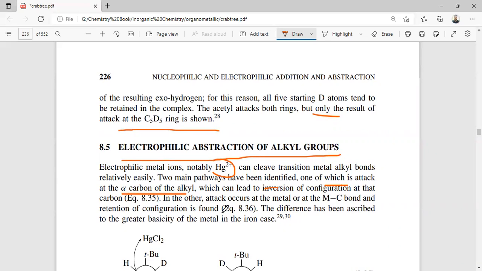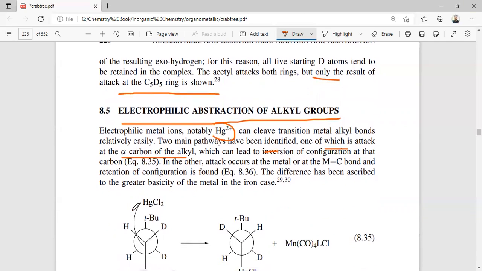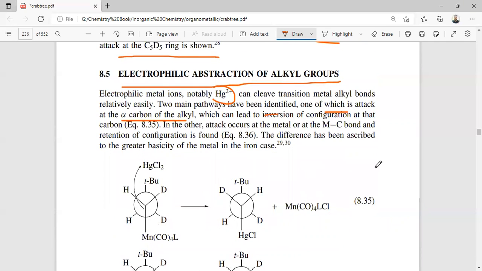So electrophilic attack on the alkyl group can proceed via two pathways. One is direct attack at the alpha carbon of the alkyl group, which leads to inversion of configuration at the carbon center. The other is attack at the metal or the metal-carbon bond, which results in retention of configuration. The difference has been ascribed to the greater basicity of the metal in the iron case.